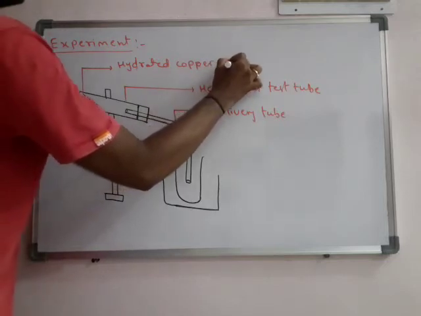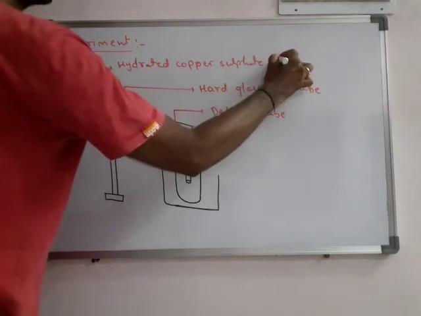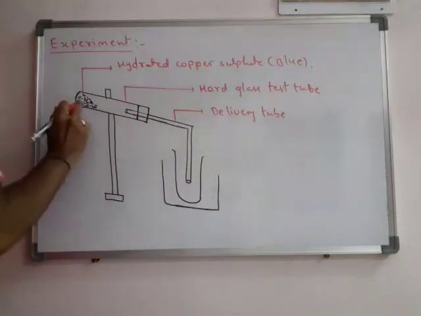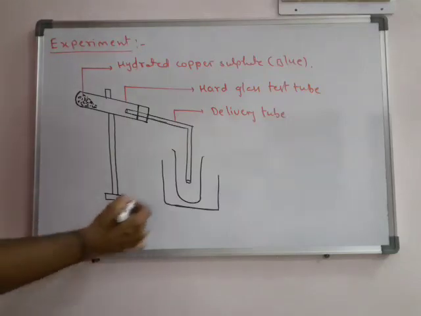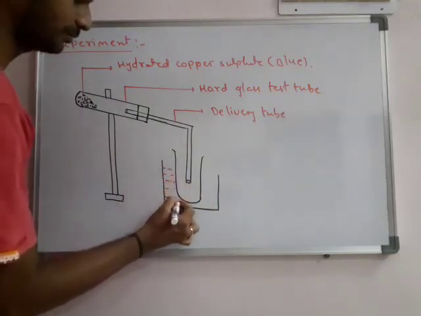What is the color of that salt? Here we are taking hydrated copper sulfate. What is its color? Can you guess? It is blue in color. So let's take the blue color salt. Okay, delivery tube. Here we are taking cool water.